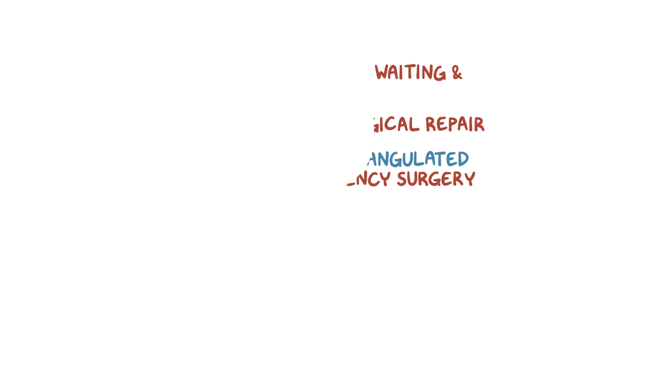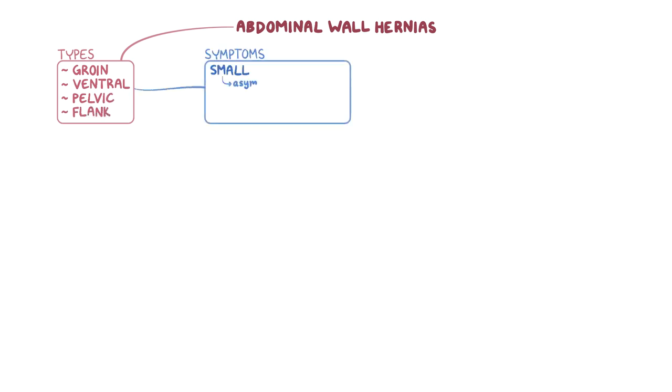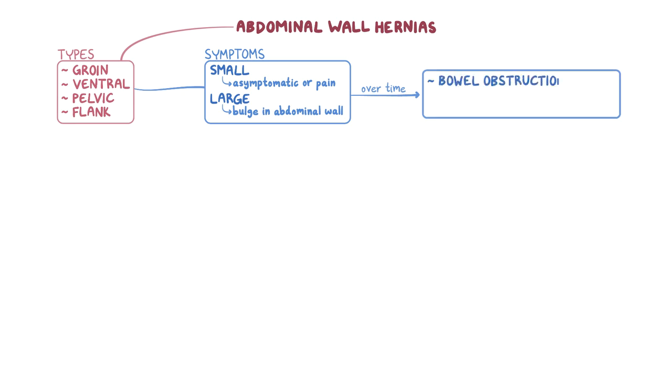Alright, as a quick recap. Abdominal wall hernias are classified by location into four kinds: groin, ventral, pelvic, and flank hernias. Small hernias can be asymptomatic or cause pain, while large hernias typically cause a bulge in the abdominal wall. Over time, hernias can lead to bowel obstruction and can put pressure on overlying skin, causing erythema or ulceration.